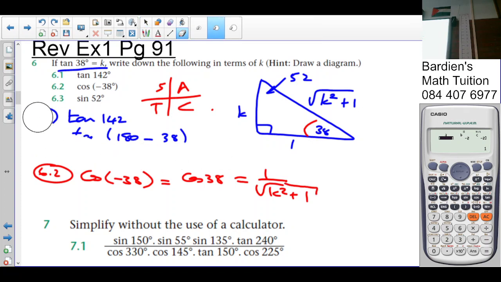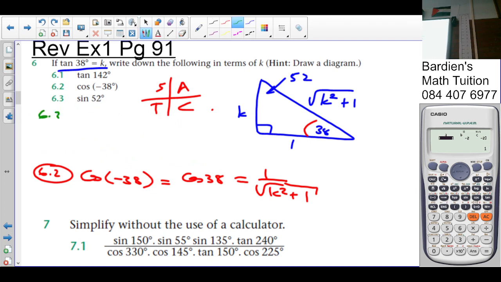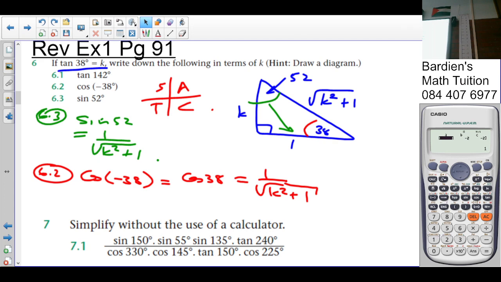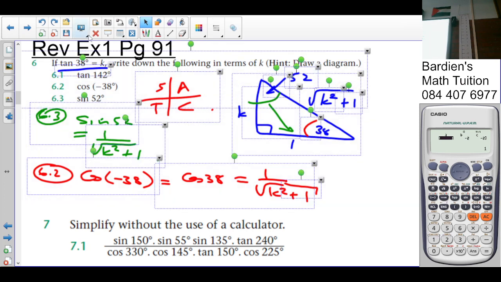The next one, 6.3, is sine 52. There's your 52 angle. Sine is opposite, so there's 1 over the root of k squared plus 1. No confusion here? Alright, let's carry on.